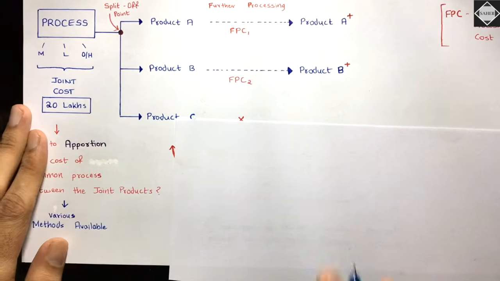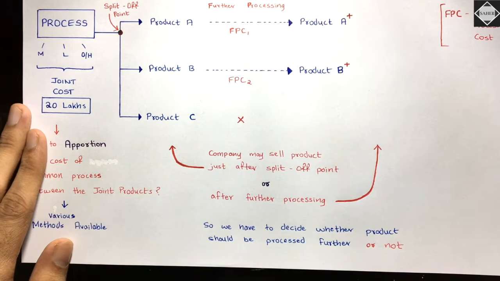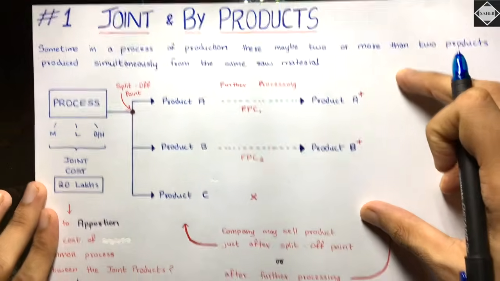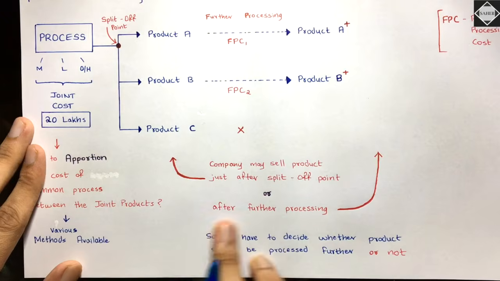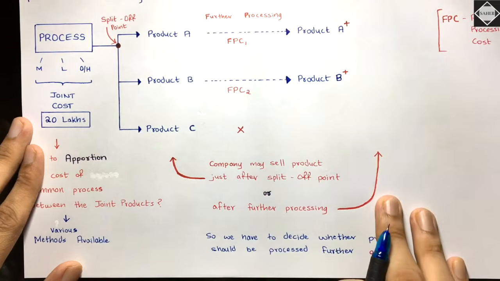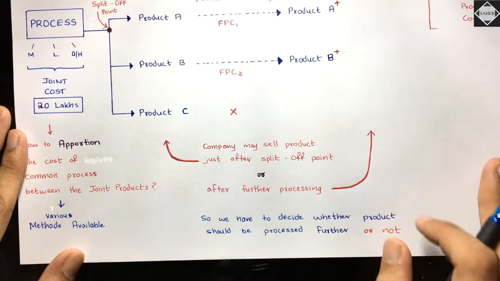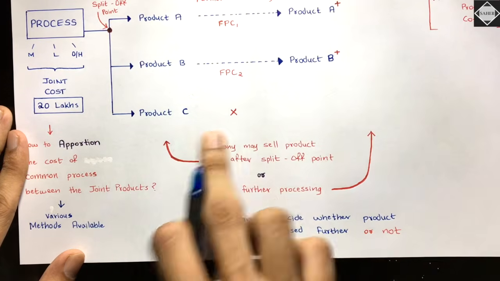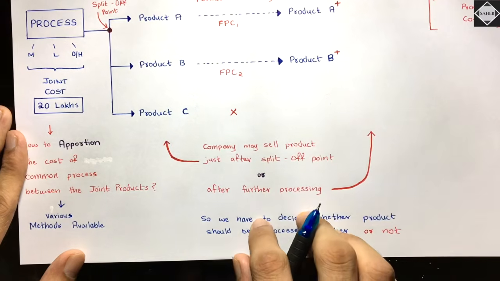Fine. And then the second objective is, as I said, that we have a decision to make whether to sell it over here or further process it and then sell it. Company may sell the product just after the split off point or after further processing. So these two scenarios can be there. So that is why here also, we have a problem. We have to decide whether product should be processed further or not. So a question is also based on this, right?